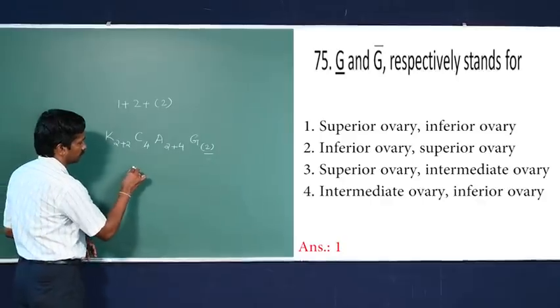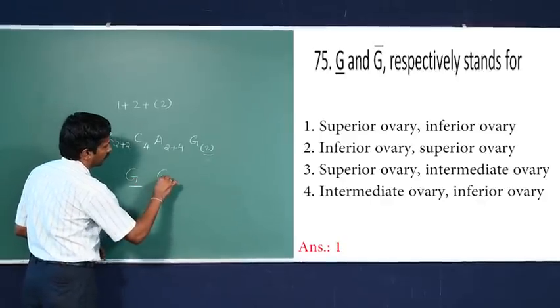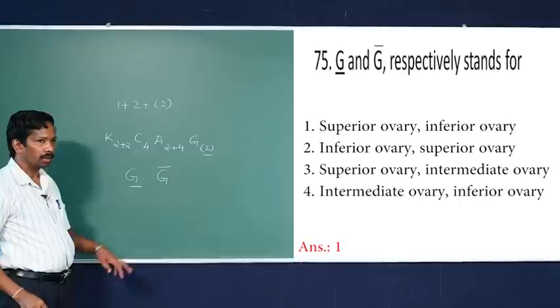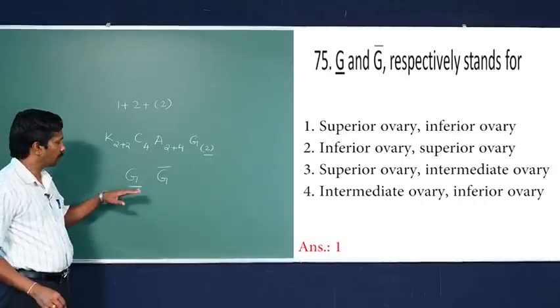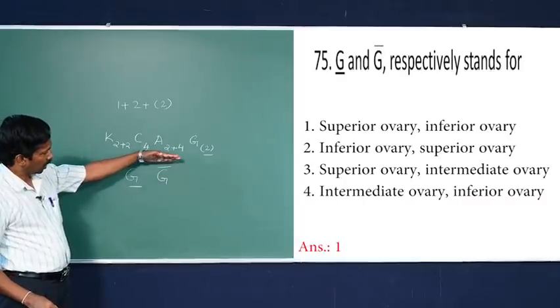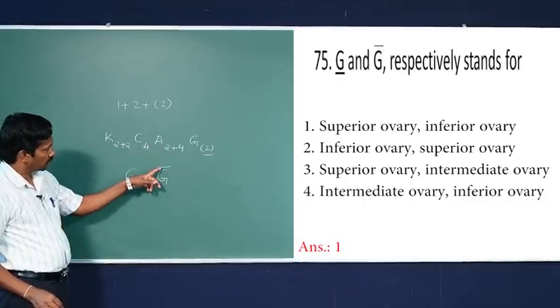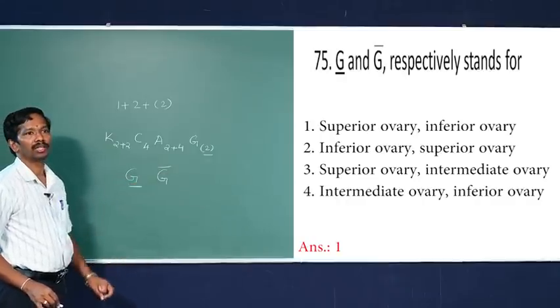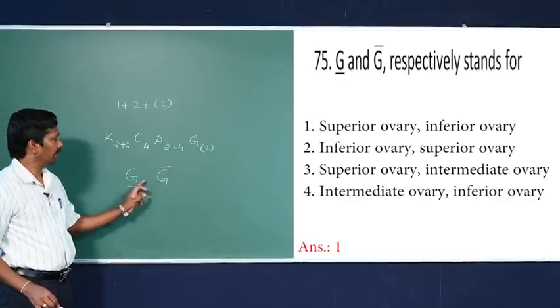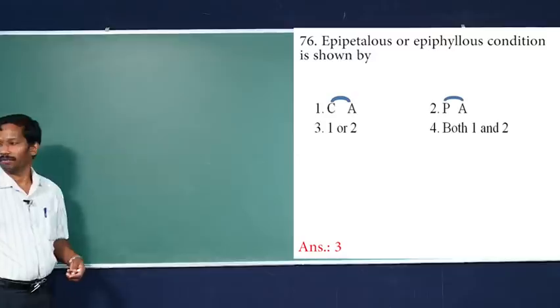75. G and G represents. G with the basal line represents superior ovary, and G with the line on its top is constituting inferior ovary, and hence the answer is option number 1, superior ovary and inferior ovary respectively. 76.